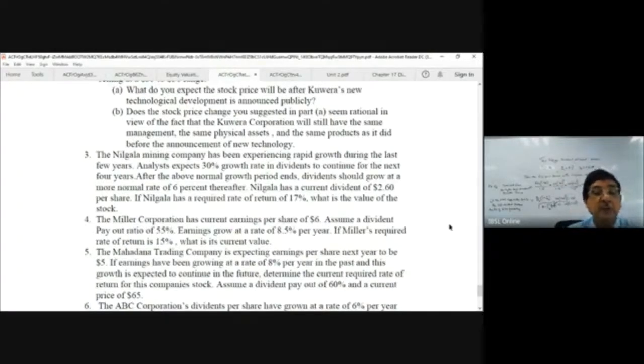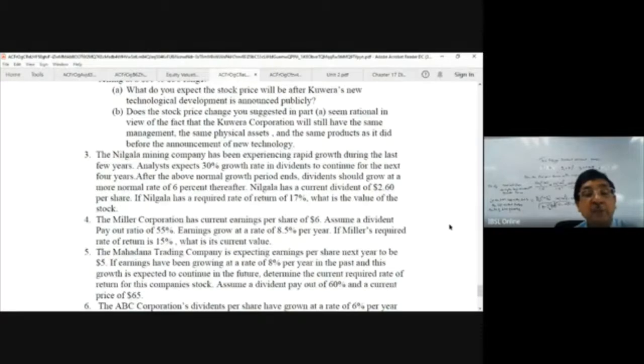Now, since you have a dividend growth of 30% at the beginning, and the required rate of return is only 17%, you are not in a position to use the one-stage model to work out this sum. Compulsorily, you need to go for the 2-stage model. First of all, you calculate the first 4-year cash flows and the present value of those first 4-year cash flows. Just calculate and let me see the answer.